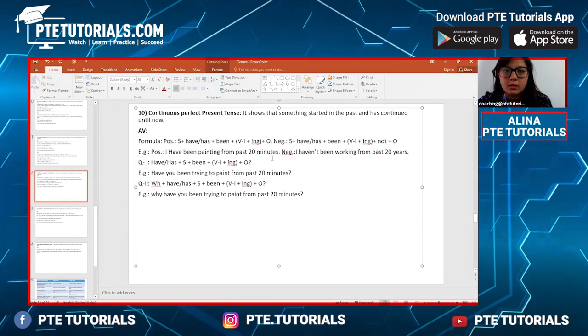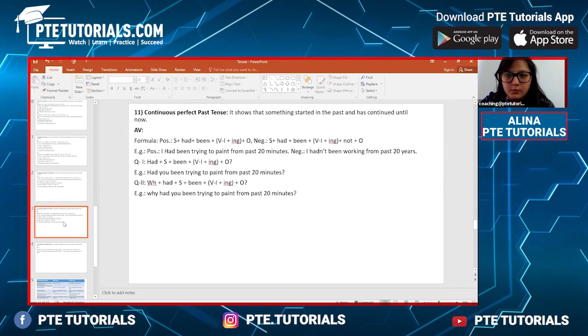In this continuous perfect present tense, there is no passive voice. It has one, but it's very complicated and normally not used. Subject plus has/have plus been plus being plus verb 3 plus object is the format for passive voice. It's usually not used.